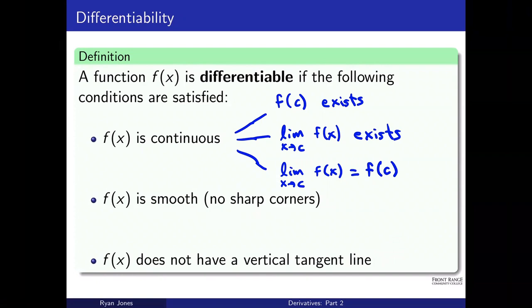So let me open up a new slide here, and we'll take a look at some examples of functions and where they fail to be differentiable. So let's go ahead and draw, I'm just going to draw one big function here.